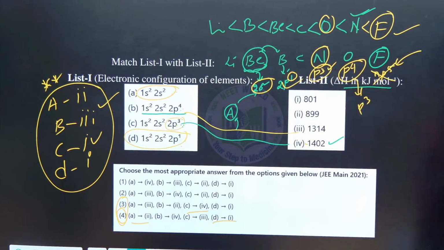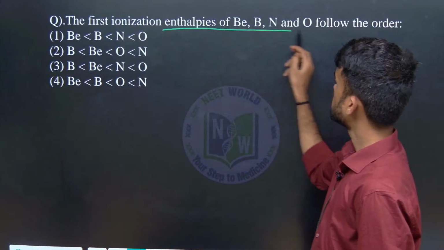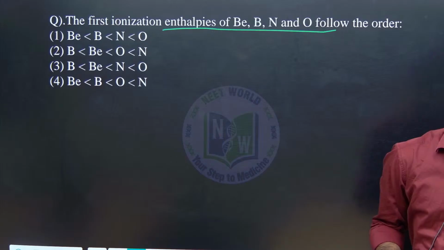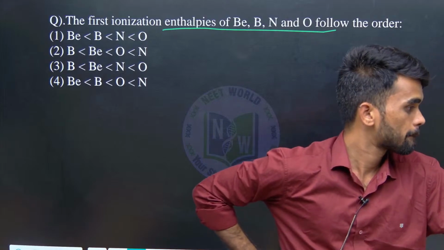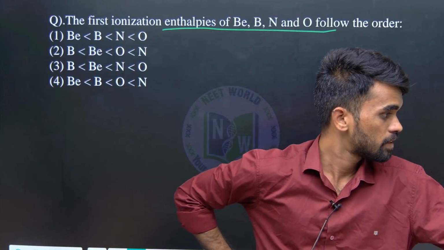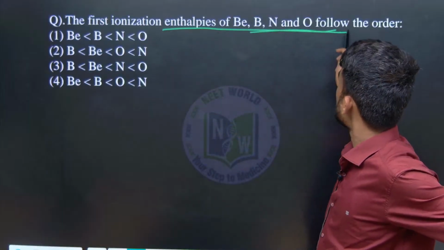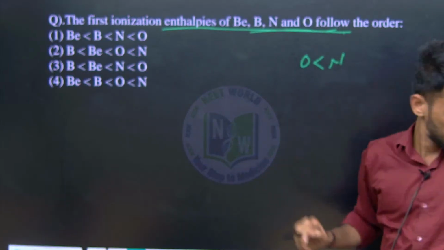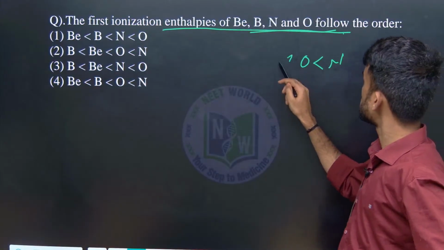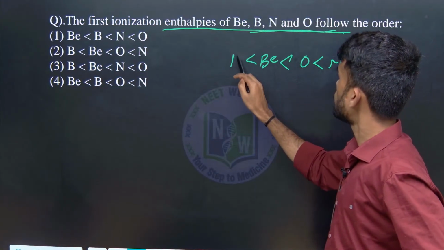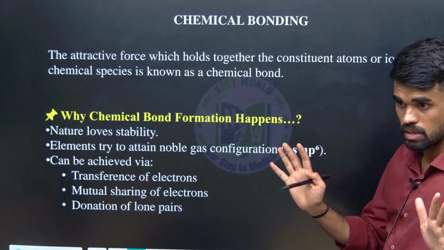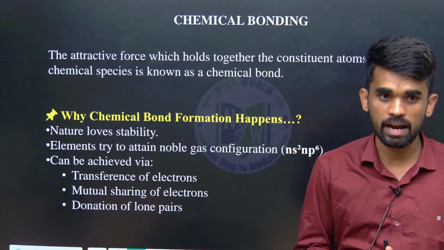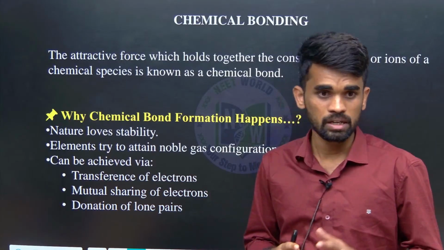Okay, next. What about this? Om Prakash Sahu. Hello ma'am. Yeah, so tell me. So first ionization enthalpies of this one: nitrogen, oxygen, boron. From this you can say second option. Okay, next.